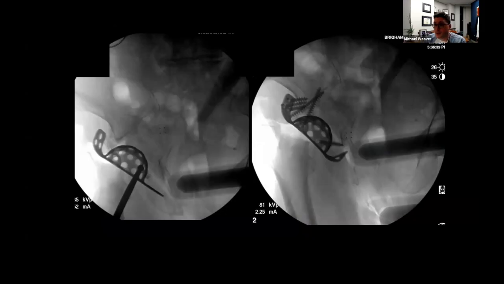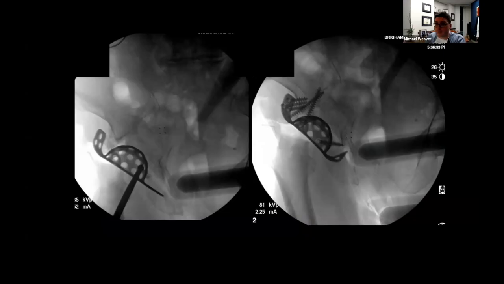Again, I'm curious what Mike and Aaron do, but I'm a big fluoro guy when I'm doing an arthroplasty case, particularly for a fracture. I want to know that I got a good reduction, and then I want to know my cup is in a good place, and fluoroscopy really helps me to do that. This is putting the cage into place. It requires a fair amount of contouring.